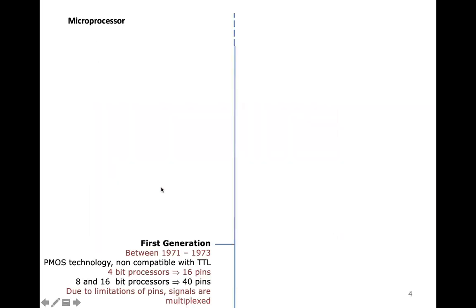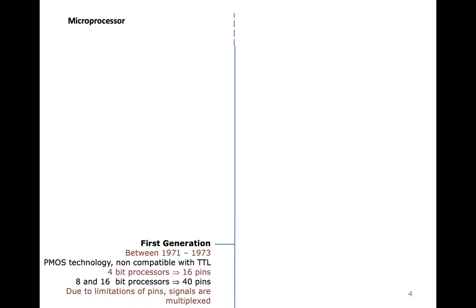So this is the generation. First generation. First generation means the first development of the microprocessor.